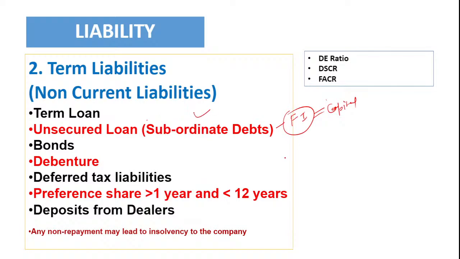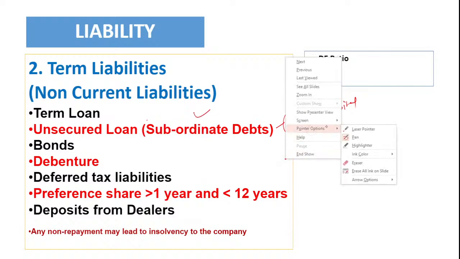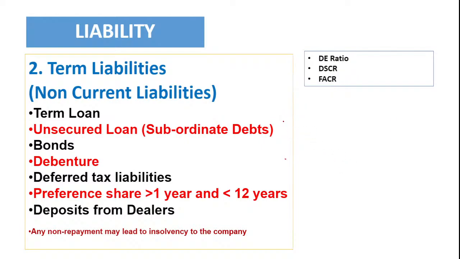One more thing I will tell you, friends, in many banks, how they are treating unsecured loan as a part of the net worth or as a part of term liability. In many banks they are saying that the subordinated debt should not be more than the net worth of the company.